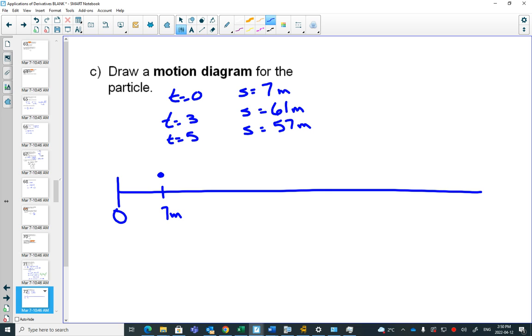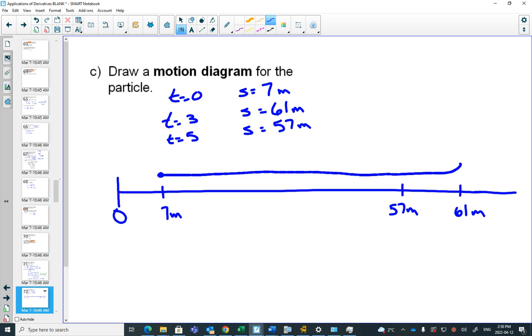So 10, 20, 30. Looks like this would be about 61 meters there, 57 meters there, roughly to scale. The motion diagram is going to look like this. My particle is moving this way, increasing until it gets to t equals 3. It then comes back and changes direction till t equals 5, and then continues that way afterwards.